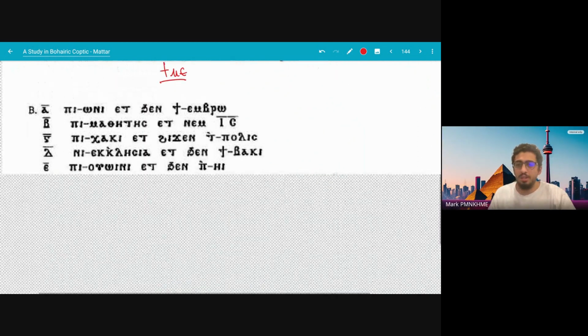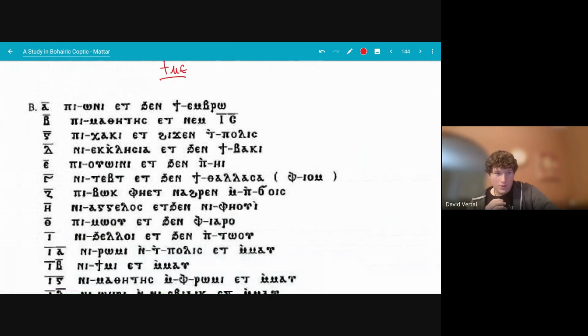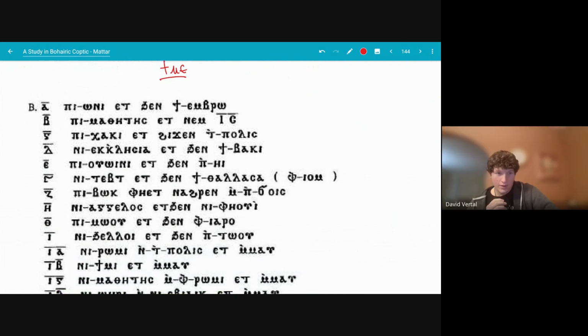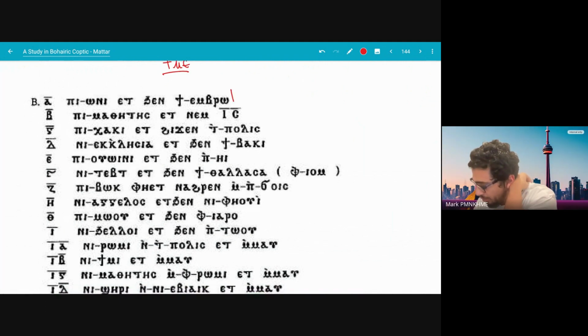All right. One more, David. Pioni. Pioni et gentiembro, the rock which is in the harbor. Yes. The rock, which is in the harbor.